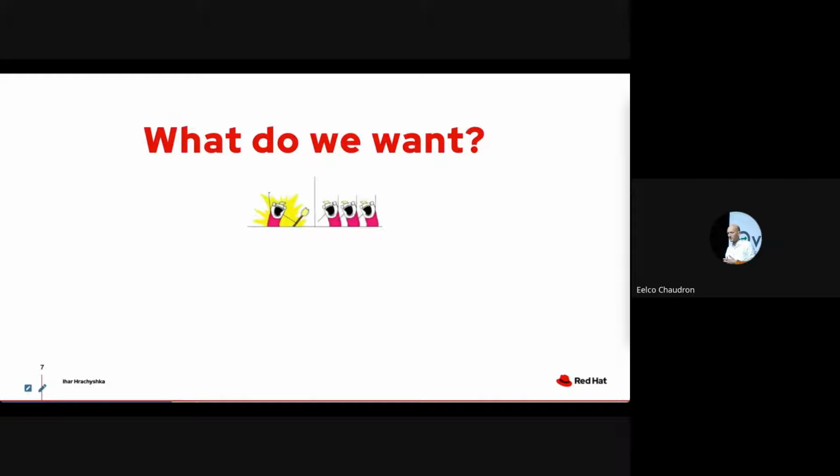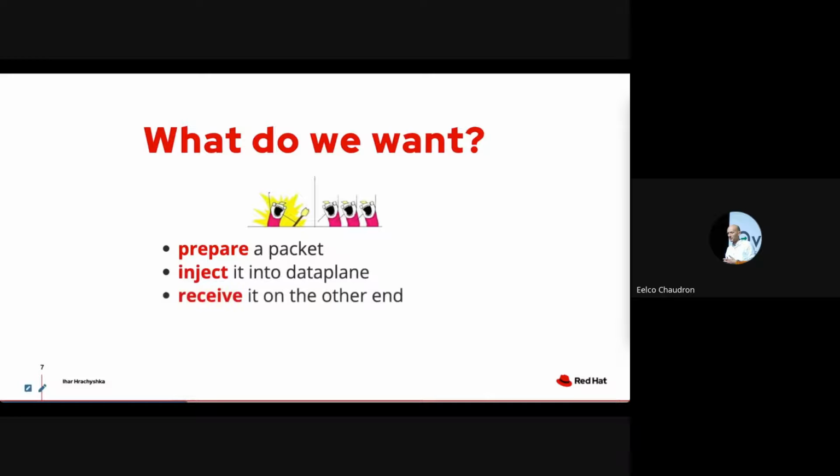So what do we want? What we want is first prepare a packet, then inject it into the data plane, then receive it on the other end if that's expected, perhaps also receive the corresponding reply from peers of the protocol, and finally confirm that observed packets match what's expected. How do we do it?